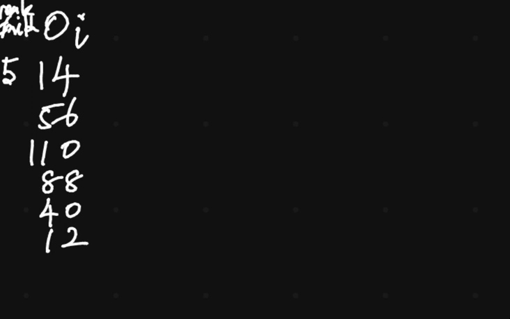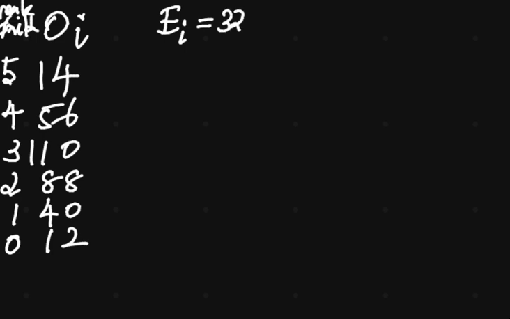So we have 14 families with 5 male children, 56 families with 4 male children, 110 families with 3 male children, 88 families with 2 male children, 40 families with 1 male child, and 12 families with 0 male children. This is our observed frequency, given in the question. Now you have to find the expected frequency. Already I told you, you have to multiply the probability by 320.